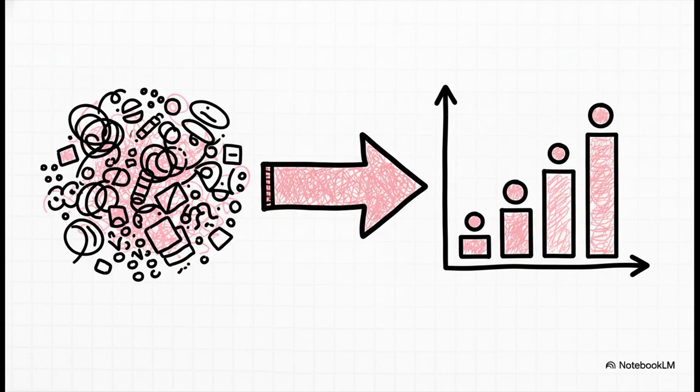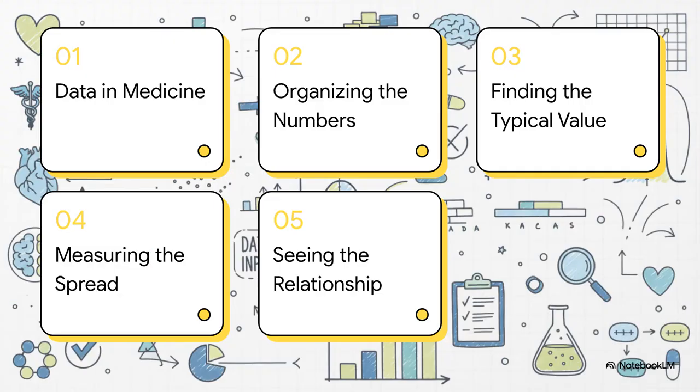Well, the answer is all about taking that messy, chaotic, raw information and transforming it into something clear, something powerful. And that is the whole point of biostatistics, finding the signal in all that noise. So here's our game plan. First, we'll talk about what data in medicine even is. Then, how we organize the numbers, how we find a typical value, how we measure the data spread, and finally, how we can spot relationships hiding in the data.